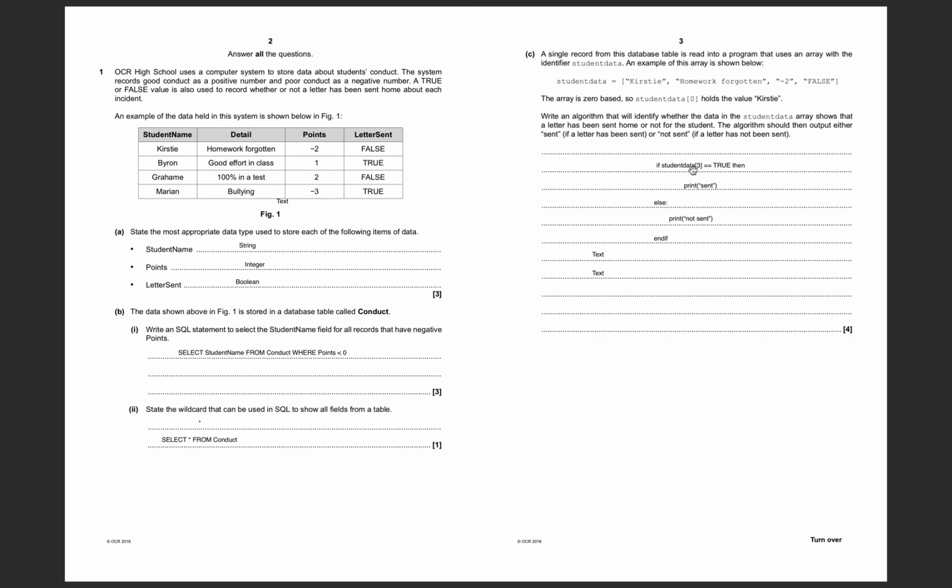So if student data 3, that means if the value in index 3 is true, then the letter has been sent, so print sent. Else, obviously, the value is false, so you print not sent because the letter has not been sent. And then here we will close the if statement with an end if. So that's it.